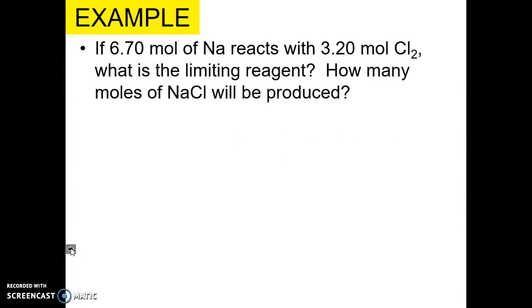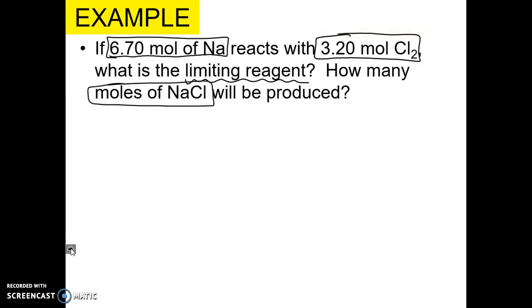Okay, so let's do our first example. Let's dissect our problem. If 6.7 moles of sodium reacts with 3.2 moles of chlorine gas, what is the limiting reagent? How many moles of NaCl will be produced? That's what we're looking for.